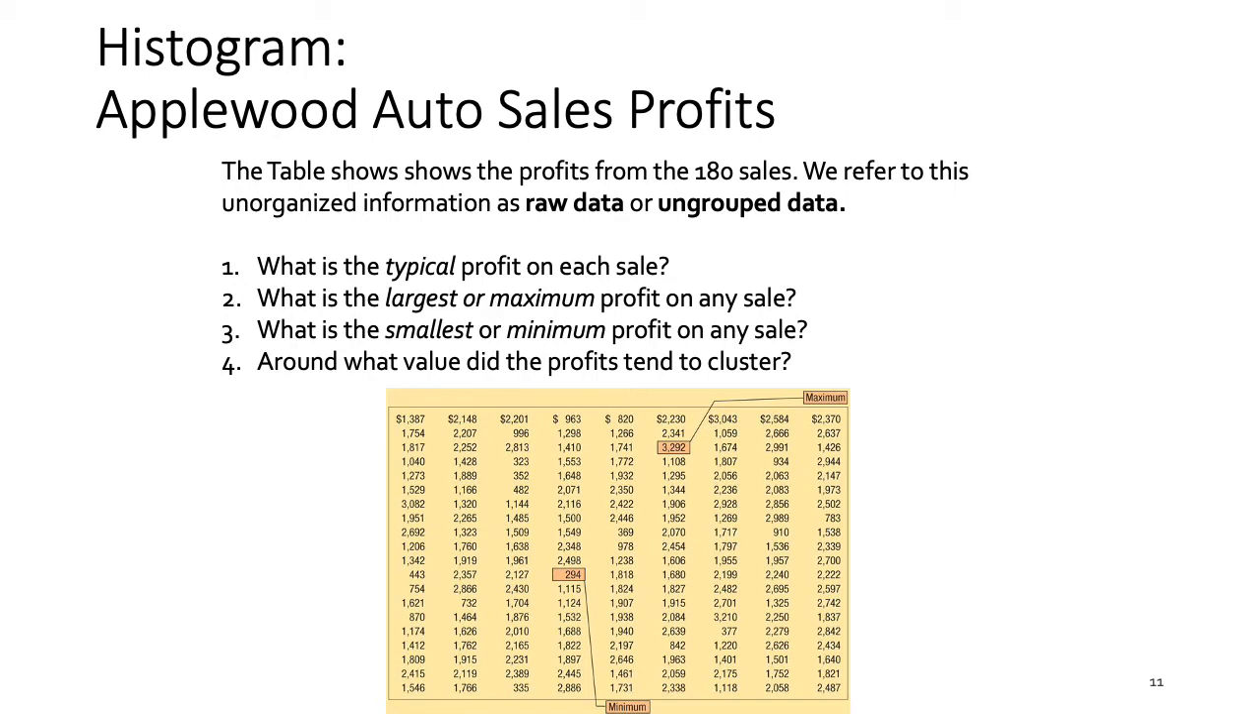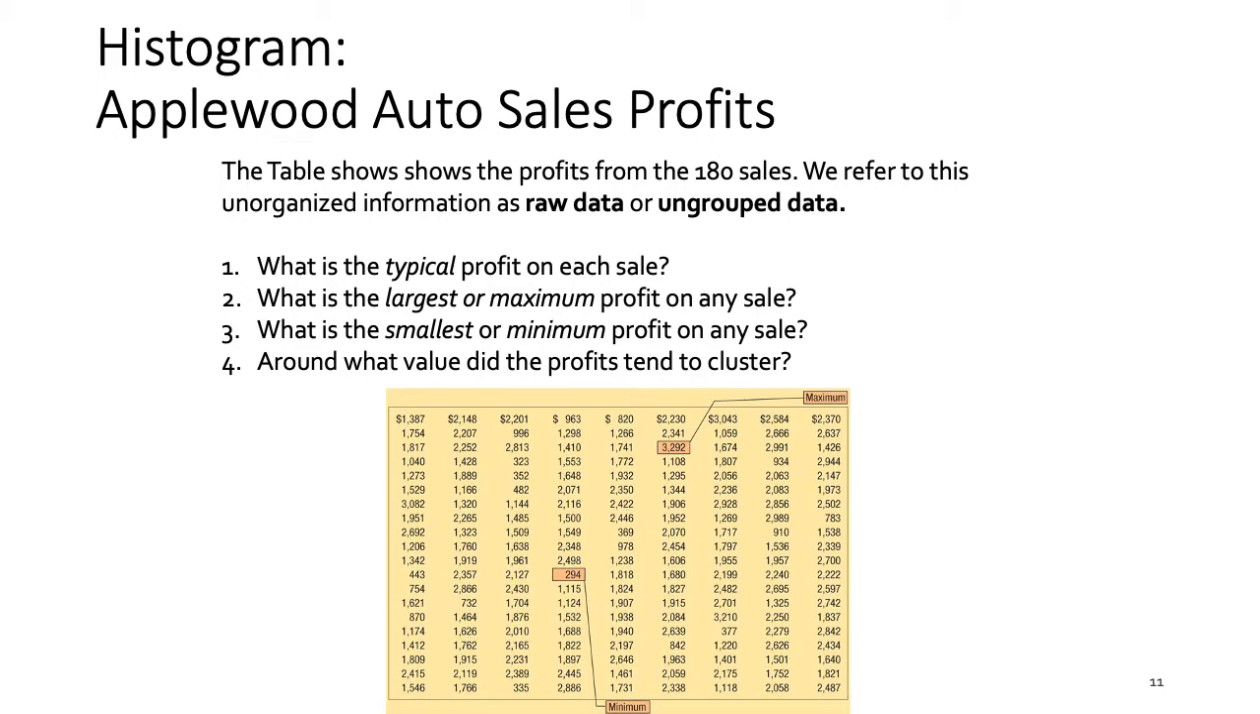Looking at this raw data, we want to answer the following questions. First, what is a typical profit on each sale? So the central point. What's the largest or maximum profit of any sale? This is more about the spread of your distribution. What's the smallest or minimum profit of a sale? And around what value did the profits tend to cluster? Now, none of us can look at this raw data set and imagine all of those values. The only thing we can see off this chart is that the maximum is 3,292 and the minimum is 294.